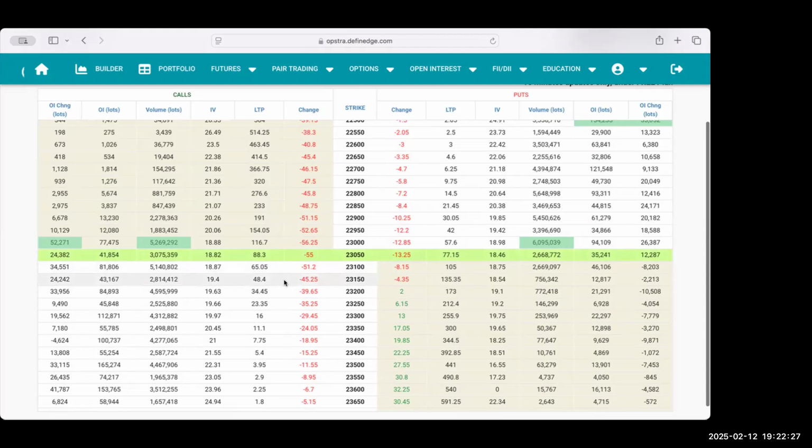Yeah, one lot is 77.75. You are saying CE, right? No, 23050 CE. Yeah, CE. It is 88 rupees. Correct. Click on sell. It's saying 1,90,000. 1,90,000. Put this number: 41,854 lots.